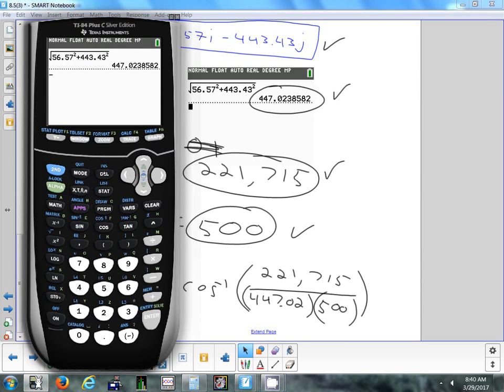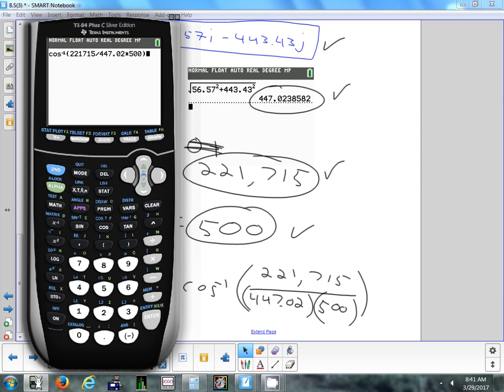So let's clear that. Inverse cosine of 221,715 divided by, and you probably don't need parentheses here, the order of operations should be fine, 447.02 times 500. It doesn't really matter since that's all multiplication and division, even if it does 221 divided by 447 first.